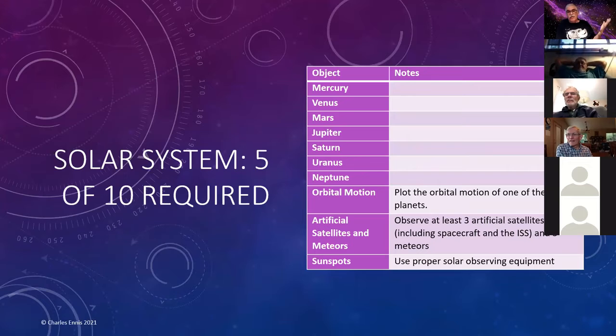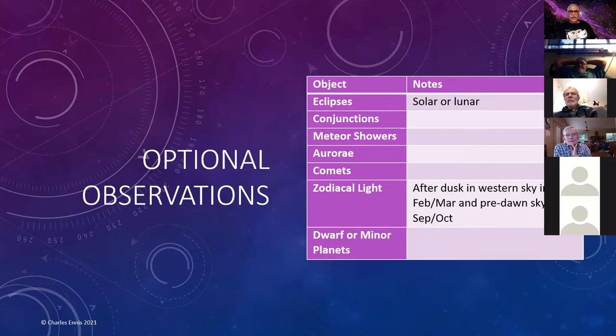For the solar system, 5 of 10, all you need to do is find some planets. One of the challenges is that you can plot the orbital motion of one of the planets. You can observe 3 artificial satellites, including spacecraft and the ISS, and those are quite easy to find. You go to heavensabove.com and you can find the flight paths and times for all kinds of things like that. You could even go after sunspots if you've got the proper observing equipment, and we have done presentations on that in the past.